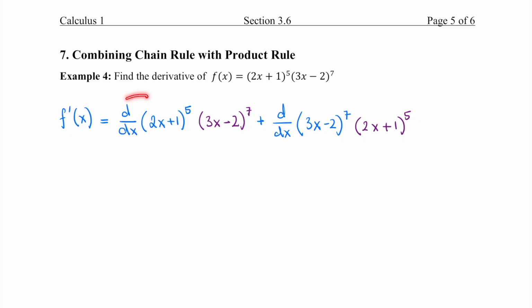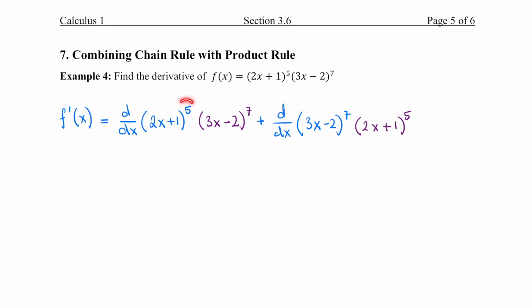So I take the derivative of (2x plus 1) to the fifth times (3x minus 2) to the seventh plus the derivative of (3x minus 2) to the seventh times (2x plus 1) to the fifth. Next, I need to differentiate (2x plus 1) to the fifth. This is a composite function, so we apply the chain rule.